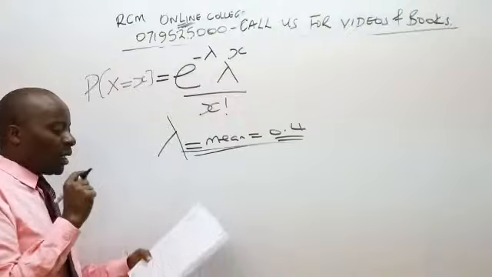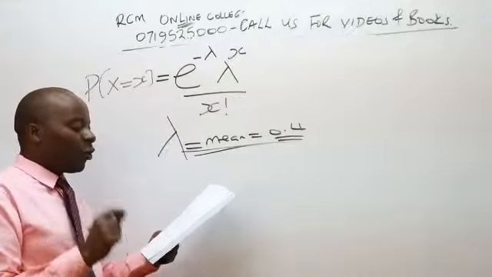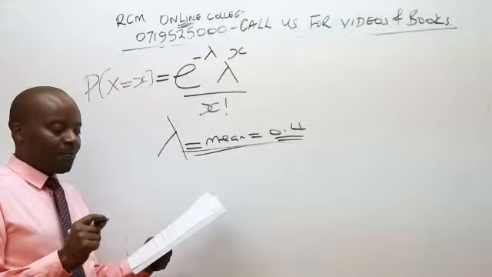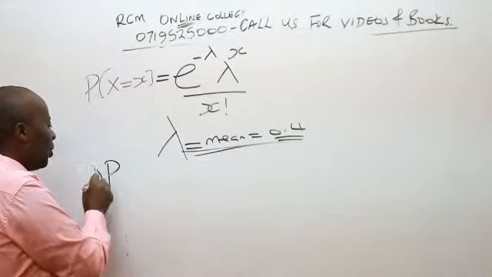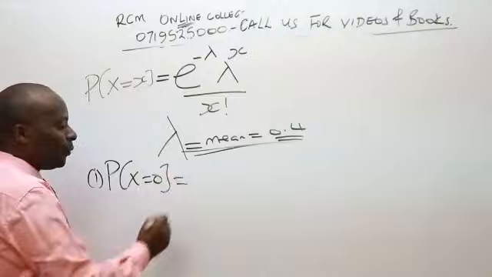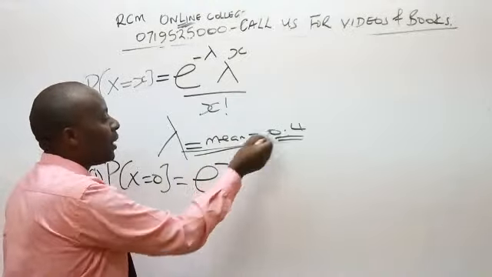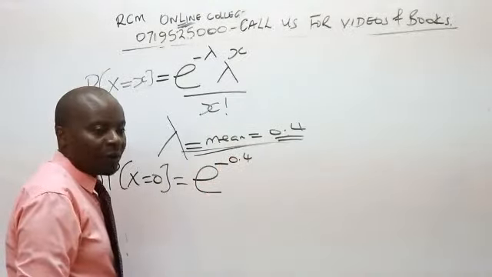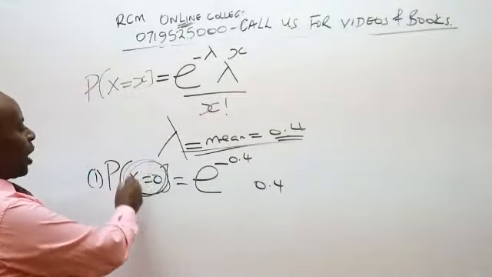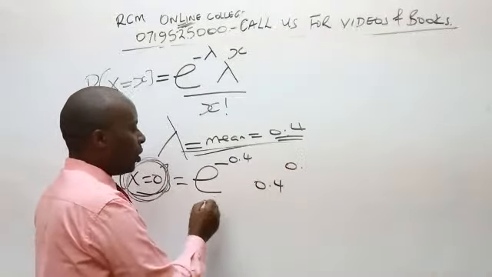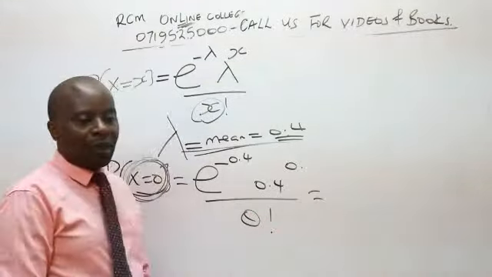So what do they want us to give them here? They want us to give them the probability that no transformers will be struck by lightning in a week. So basically this is the probability of x being equal to 0. So this will be e raised to negative lambda. Our lambda here is 0.4. And then we have 0.4 raised to x, where x is 0 here, so raised to 0 all over 0 factorial.